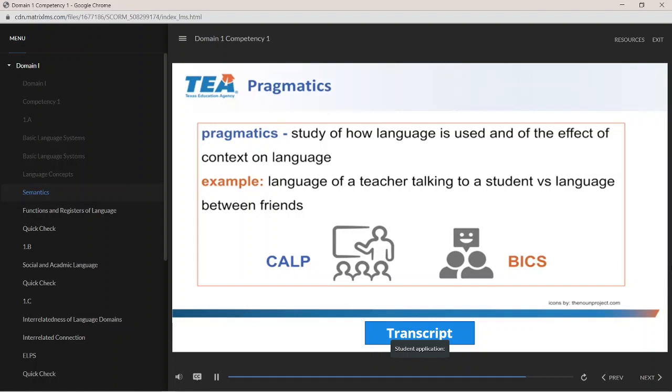Student application. Understanding pragmatics of language as it relates to language registers and formal versus informal dialogue, discussed at length in this competency, can help teachers bridge connections for students between their basic interpersonal communication skills, or BICS, and their developing cognitive academic language proficiency.